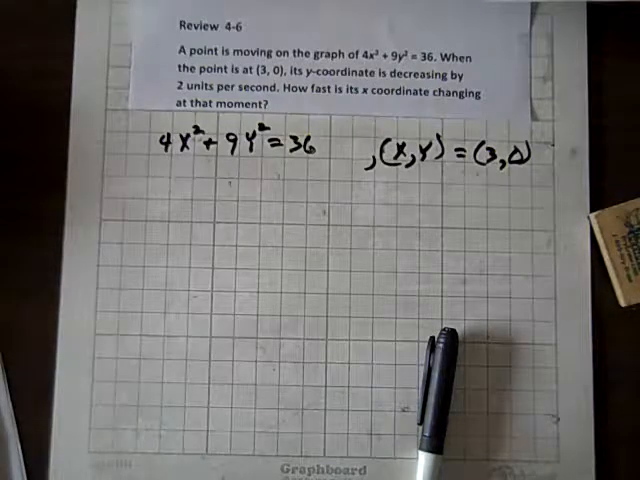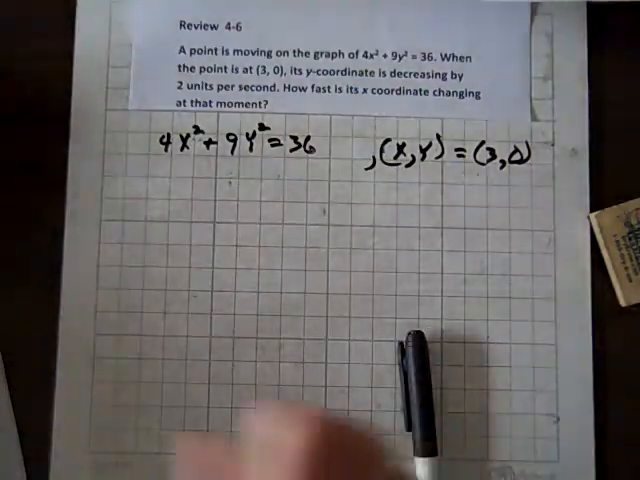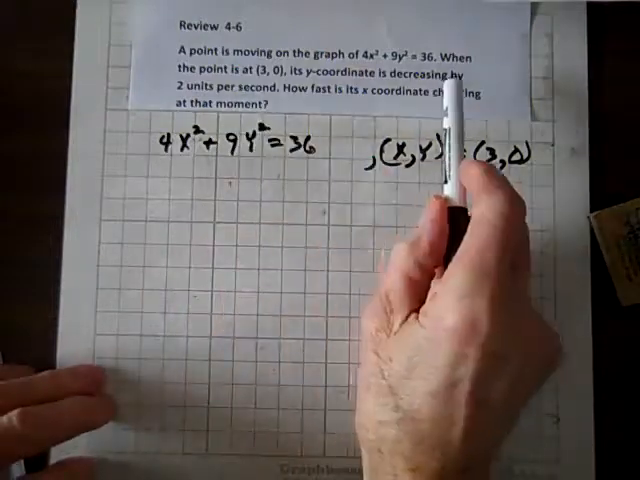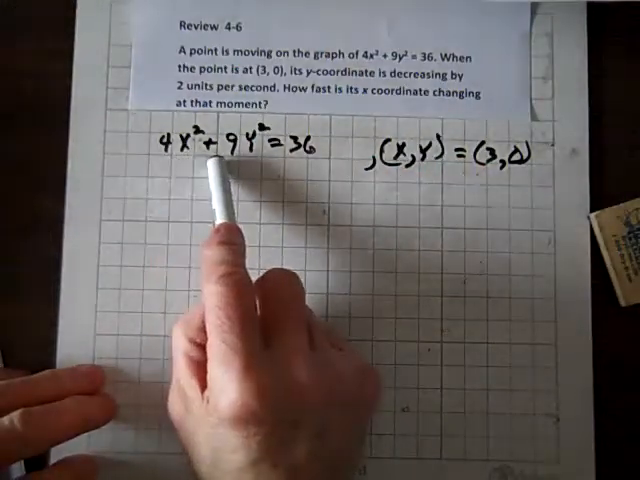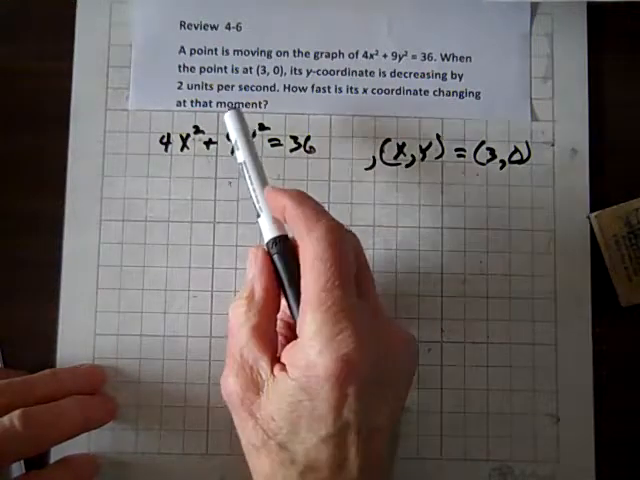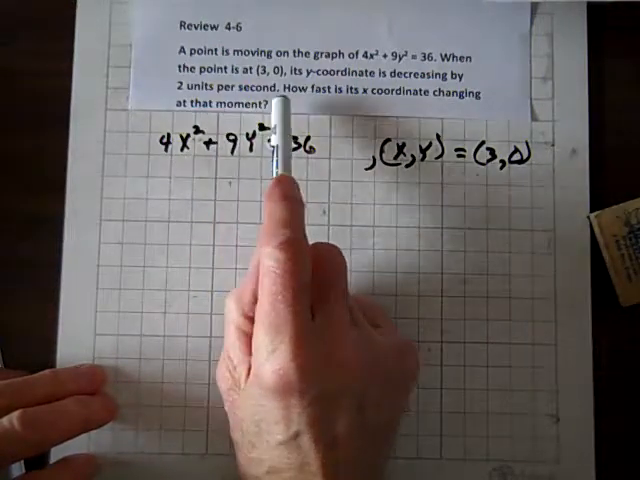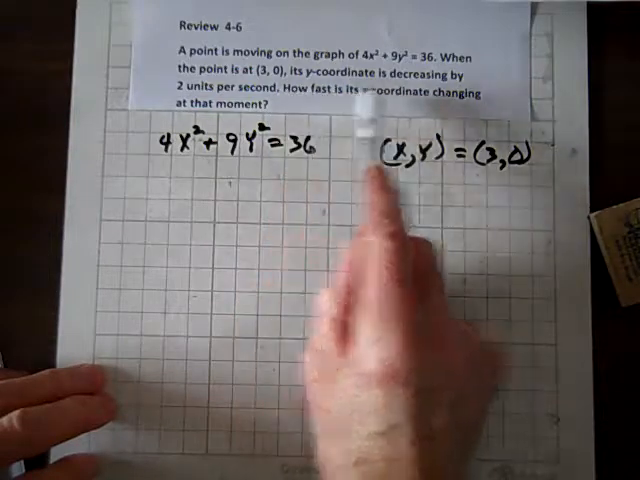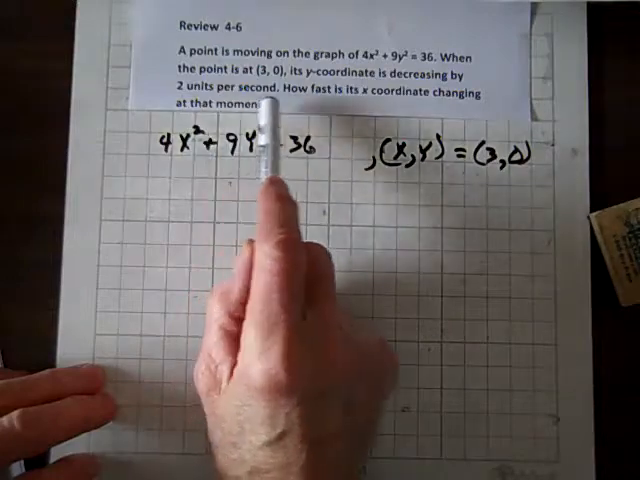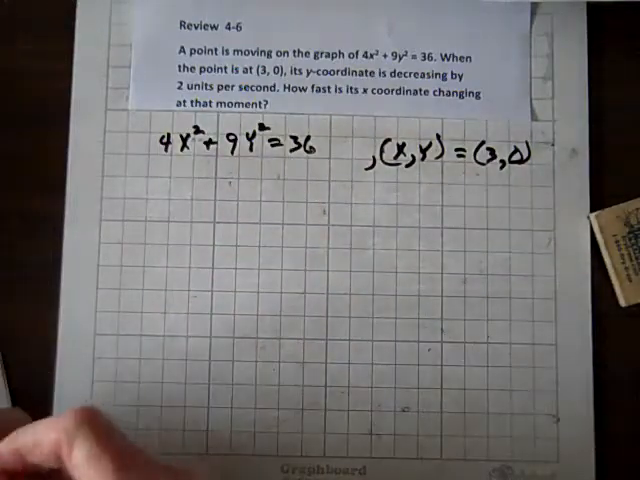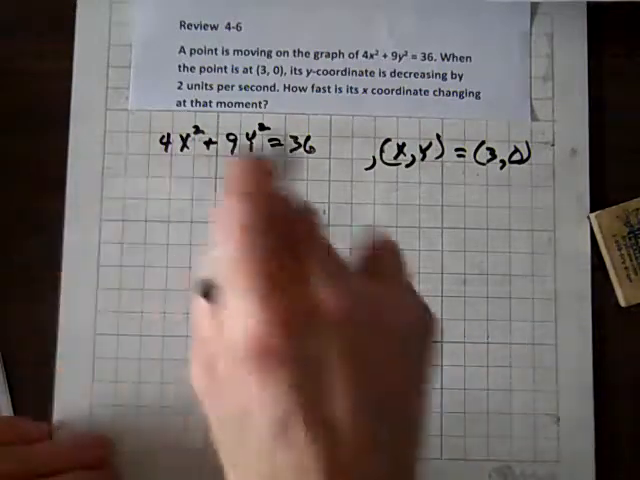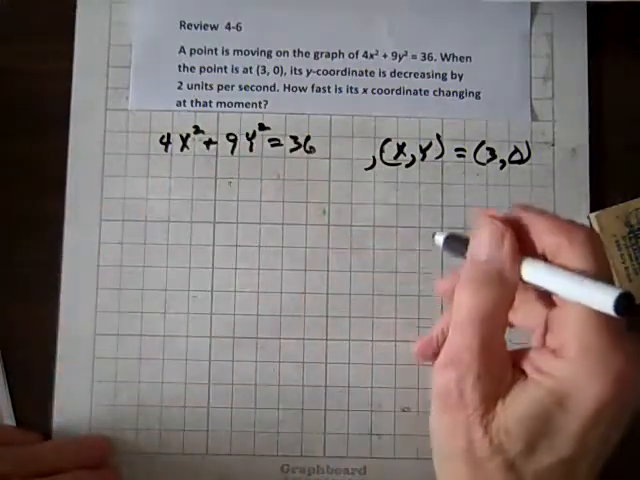Okay, we're doing the review for section 4-6, and it says a point is moving along the graph of 4x squared plus 9y squared equals 36. When the point is at (3, 0), its y-coordinate is decreasing by 2 units per second. By the way, this is an ellipse if we were to graph it. And so this thing's traveling around this ellipse.